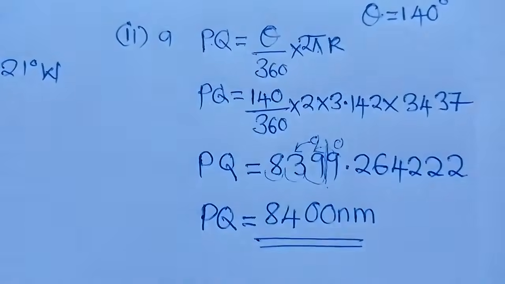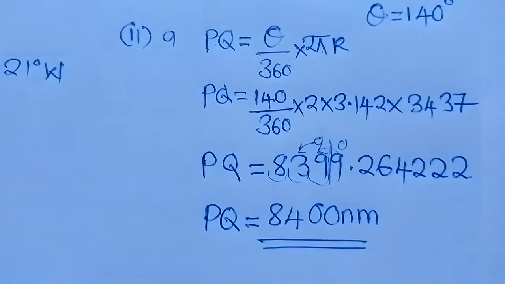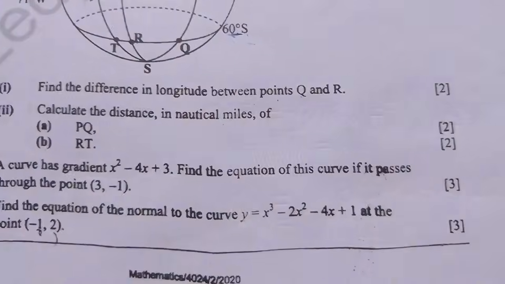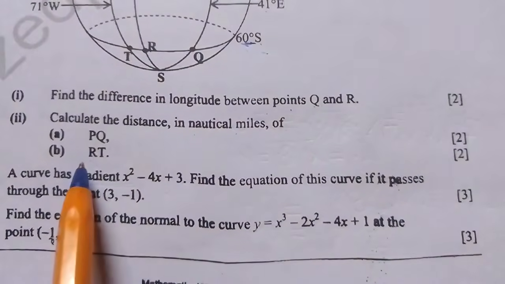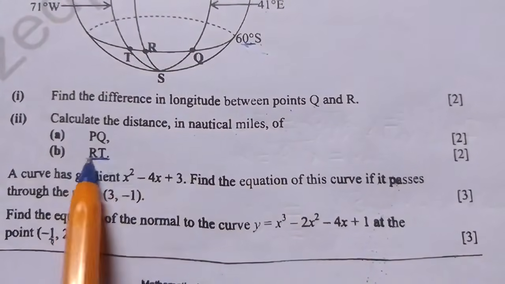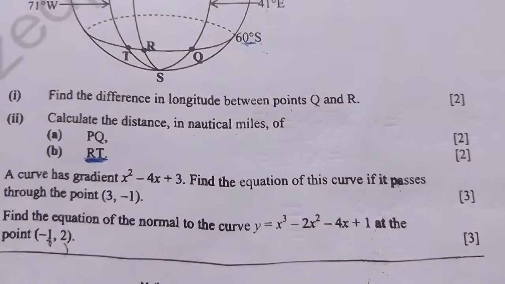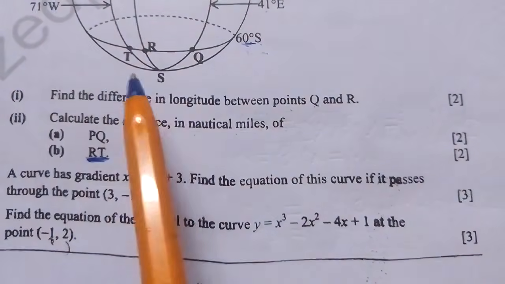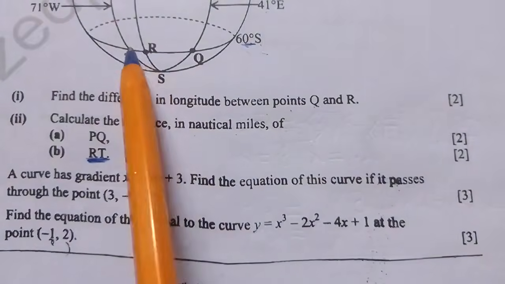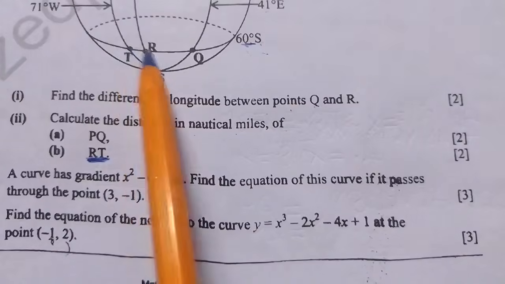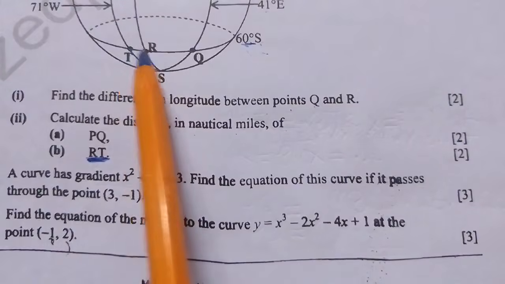We move to the other question. So the other question is here. You are taught to calculate what? A distance in what? RT. So where is RT? This distance which is here. This is what we want to calculate. So this is distance along the what? The latitude.